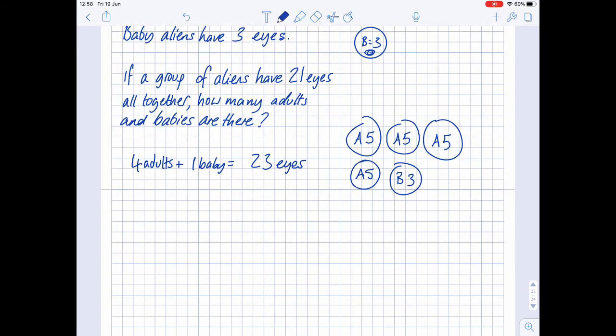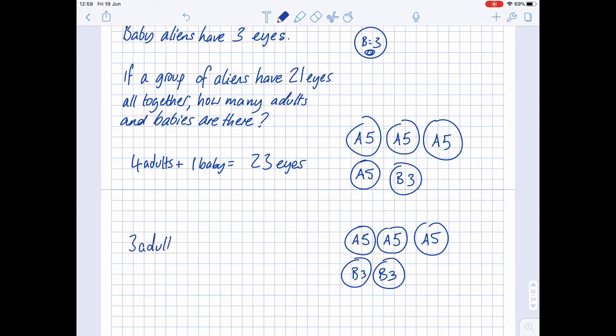So how can I get the right answer? There's no point changing the baby to another adult because that's 25 eyes, which is too many. But I'm super duper close. So this time I'll keep 3 adults and swap one of the adults for a baby. Now I've got 3 adults and 2 babies, haven't I? So I'll write 3 adults plus 2 babies and count up the eyes. My adults would equal 15, wouldn't it? My babies' eyes would equal 6. 15 add 6 is 21. So that's the answer.